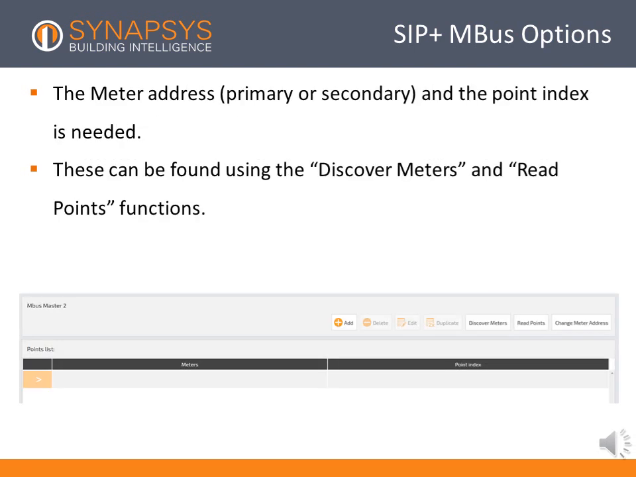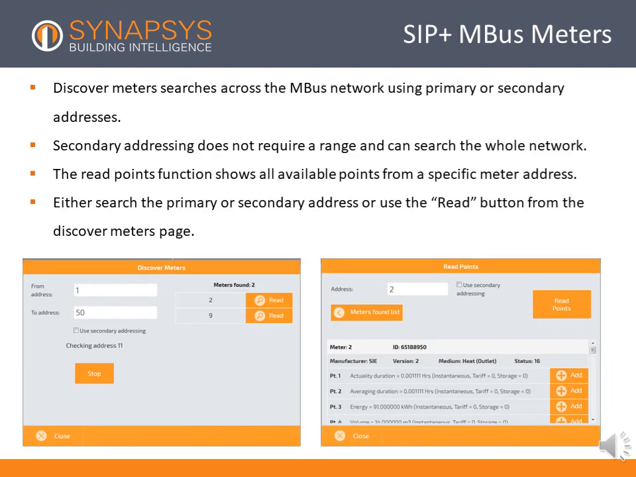On the Define Points page for the MBus driver, the Discover Meters button will allow the SIP plus to search its visible network for all primary addresses within a range or all secondary addresses. Open the Discover Meters tool and enter a primary address range between 1 and 250, or select a secondary addressing tick box to search the full range of serial numbers available. When the search is completed, all available meters will display on the right side of the pop-up.